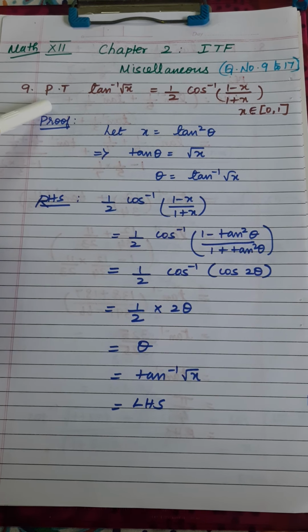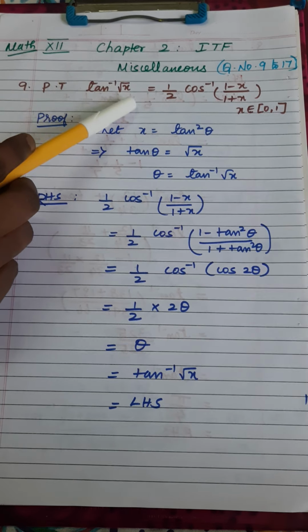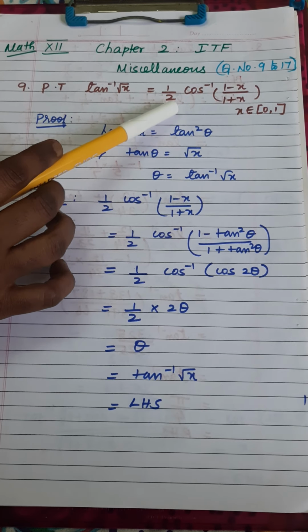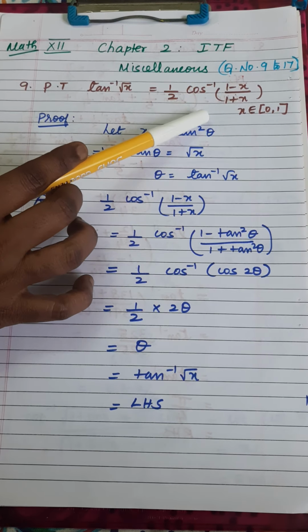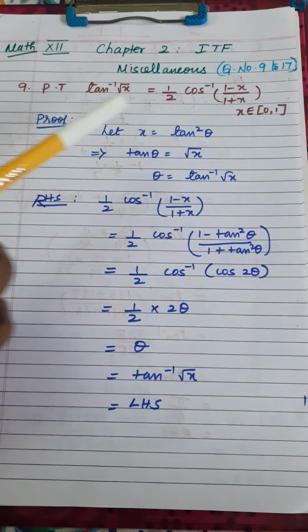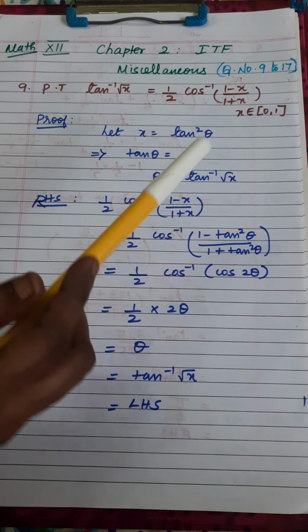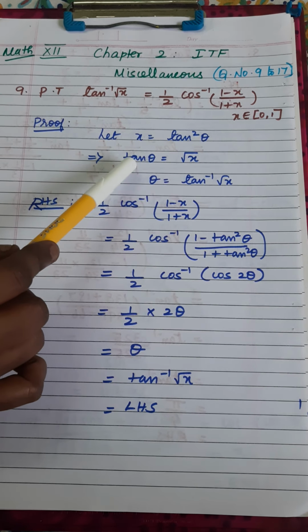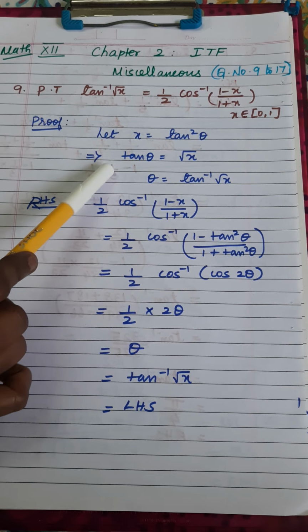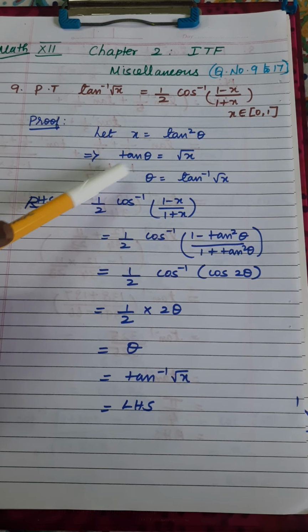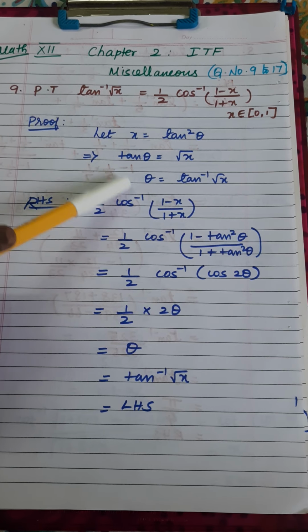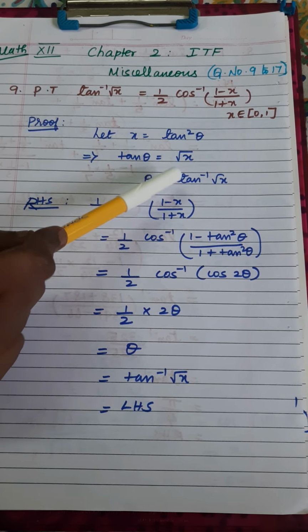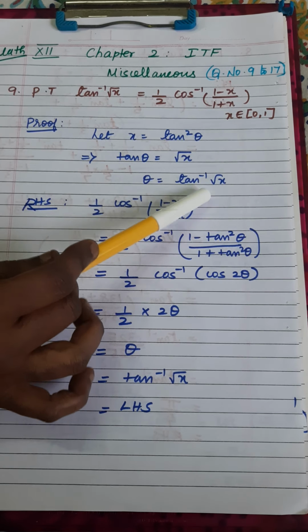Ninth question. Prove that tan inverse root x equals 1 by 2 cos inverse of (1 minus x) by (1 plus x), x belongs to (0, 1). Now we are going to select a suitable substitution, x equal to tan square theta. Then, taking the square root on both sides, tan theta equals root x. Then theta equals tan inverse root x.